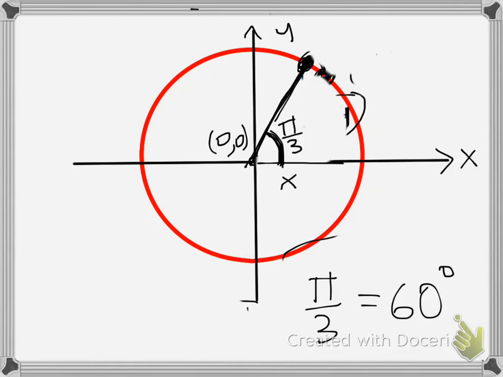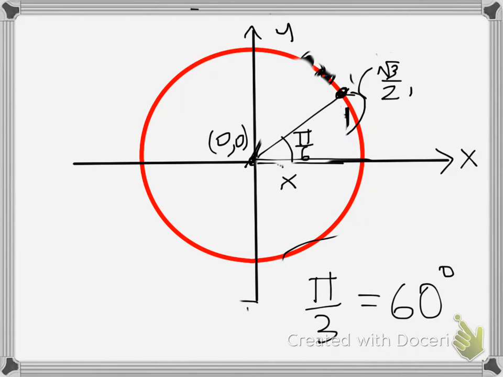Let's do another example. Let's say that theta is pi over 6 radians, or 30 degrees. So the coordinates of this point would be cosine of 30 degrees, which is square root of 3 over 2, and then sine of 30 degrees, which is 1/2. This is kind of the opposite of what we got here, the 60-degree angle.